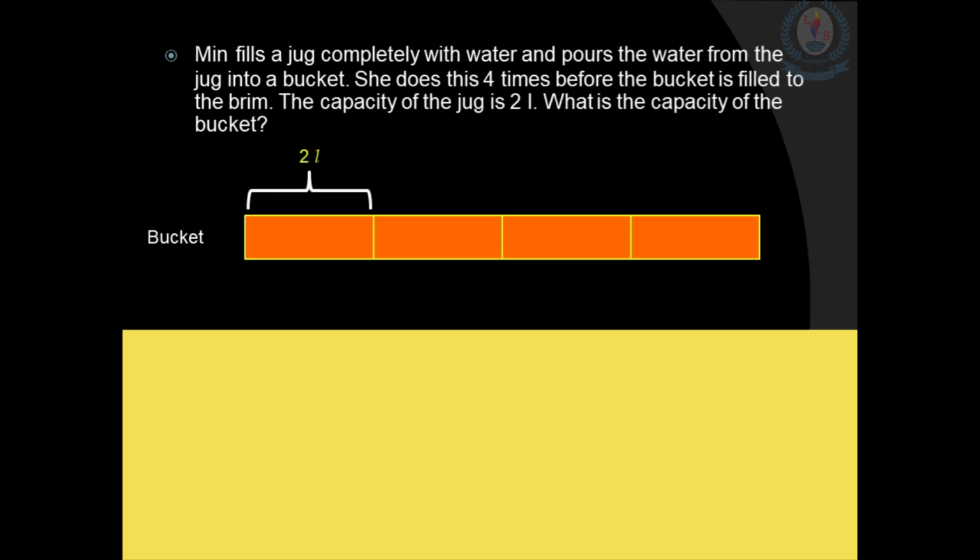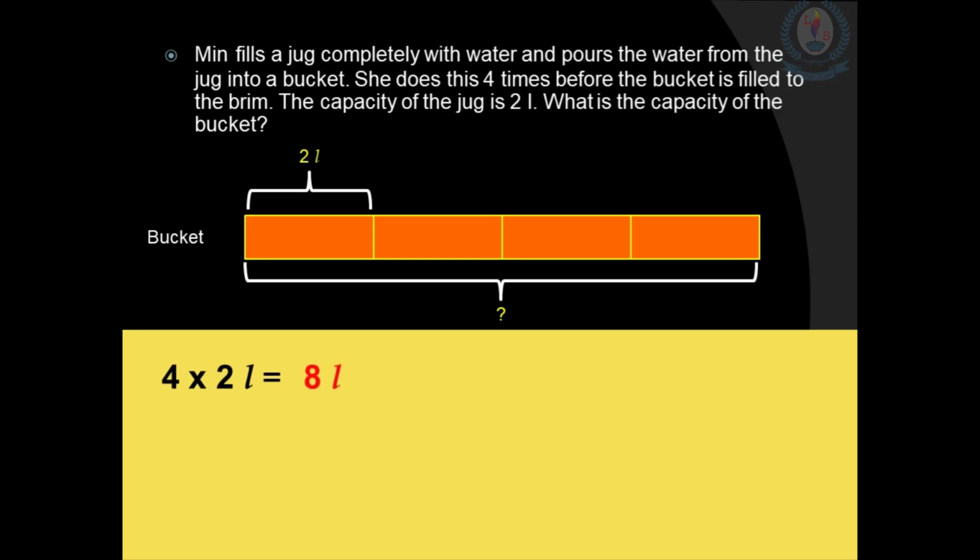There are 4 units. If 1 unit is 2 liters, we want to find the capacity of 4 units. So let's multiply: 4 times 2. To find the capacity of the bucket, we have to multiply. 4 times 2 is equal to 8 liters. The capacity of the bucket is 8 liters.